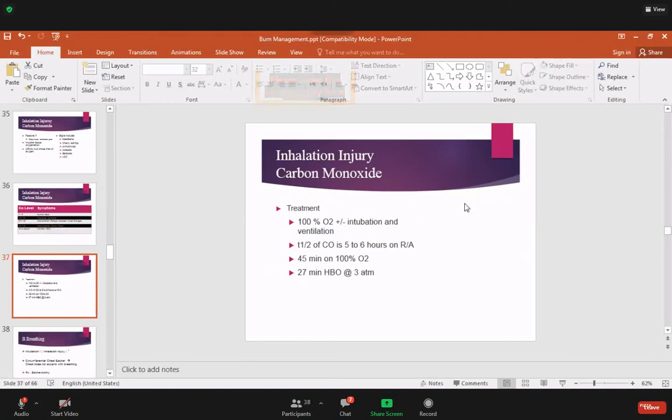So the treatment is you give 100% oxygen, and the patient should be intubated and on ventilatory support if needed. Just keep in mind that the half-life of carbon monoxide is 5 to 6 hours. So if you do the initial resuscitation for carbon monoxide toxicity for at least 5 to 6 hours, the patient may become stable after that period. If we give the patient 100% oxygen for 45 minutes, not the routine 4-liter oxygen, that improves the symptoms a lot.